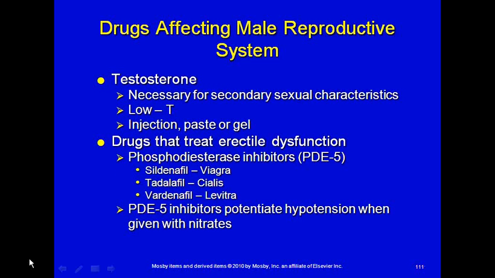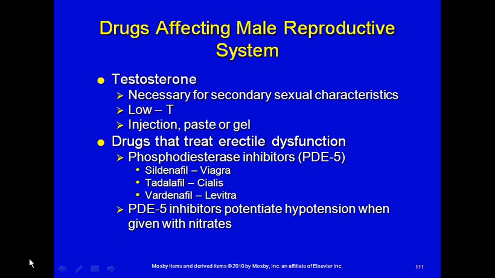Other drugs affecting the male and female reproductive system include testosterone. You can get testosterone by prescription, not over the counter. And testosterone is important in the male. It's necessary for secondary sexual characteristics.